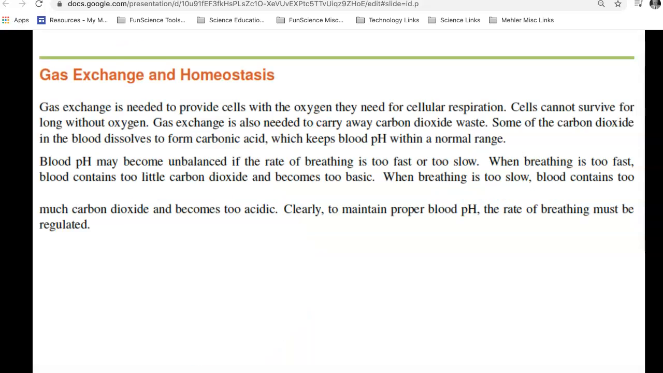So gas exchange is very important to a process called homeostasis. And homeostasis is the body's ability to keep a stable environment. So the gas exchange is needed to provide the cells with oxygen that they need for cell respiration. And as you know, we've talked about this a couple times, cells can't survive very long without oxygen. So read this. Also, pH plays a role in keeping our body healthy.